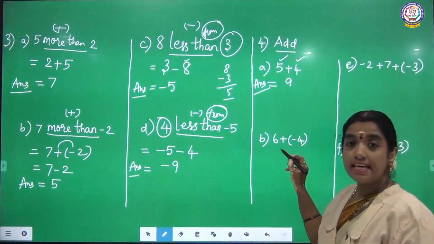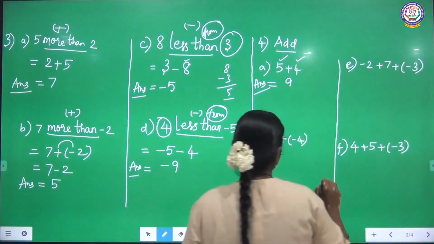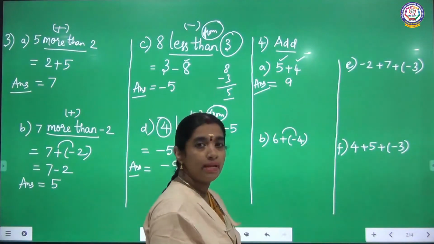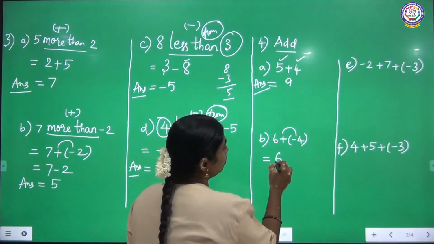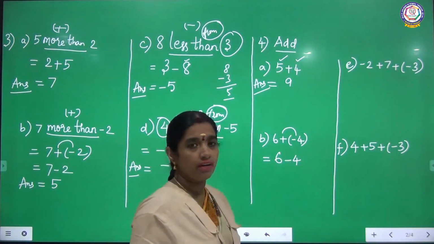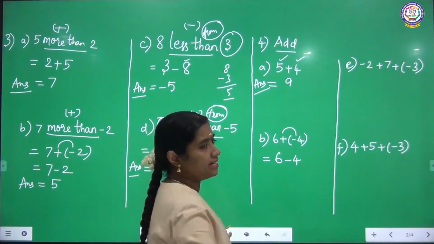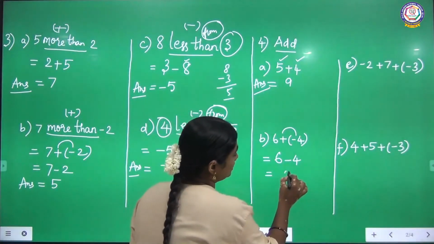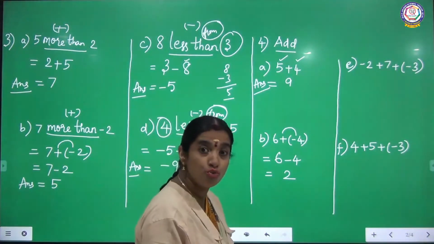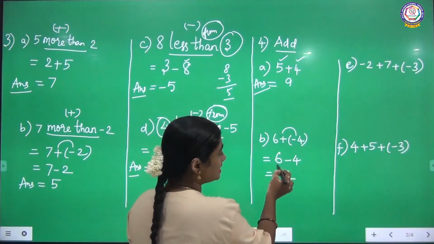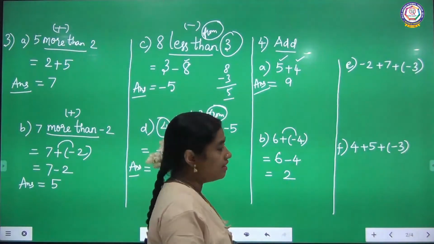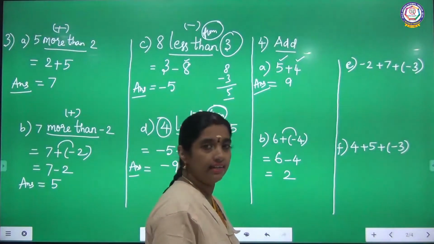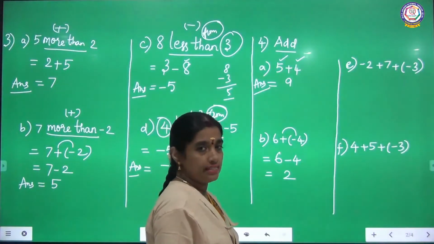See here, 6 plus into minus is minus. Plus into minus, minus. So 6 minus 4. What is that? Plus integer, minus integer. So I am going to subtract this. 6 minus 4 is 2, plus 2. Why? Because when you compare a positive integer to a negative integer, the positive integer is greater. So put the positive symbol here.